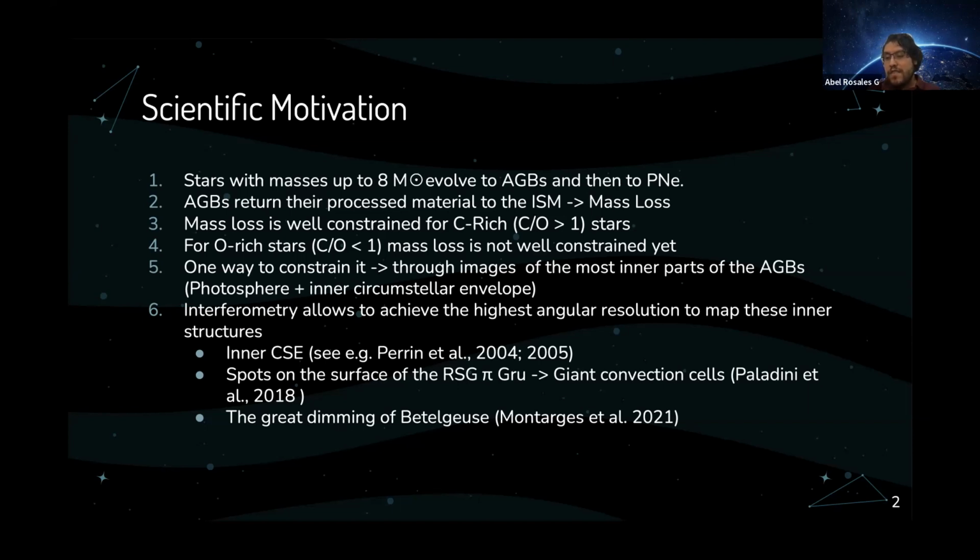One way to understand or constrain these mass loss processes in oxygen-rich AGB stars is through images of their most inner parts. And here, interferometry allows us to achieve the highest angular resolution to map these inner structures. These are some examples where interferometry plays an important role in characterizing the different structures around the stars.